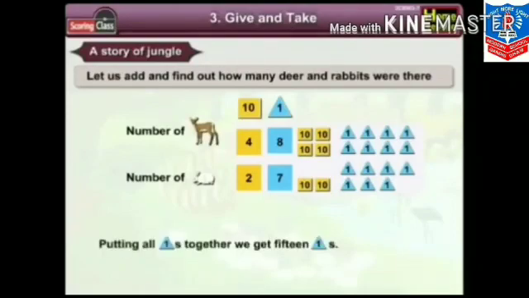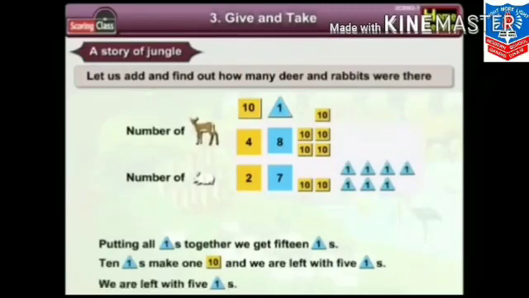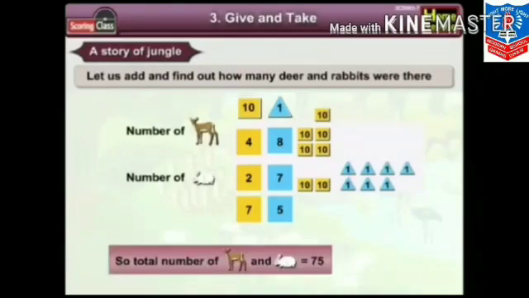When you add 8 plus 7, you put together, you get 15. 8 plus 7 is 15. You write 5 below and 1 is carried over. Now we are left with 5. Putting all the 5s together, we get a 15. Now putting together all the 10s, we get 7. So total number is 75. So total number of deers and rabbits is equal to 75.